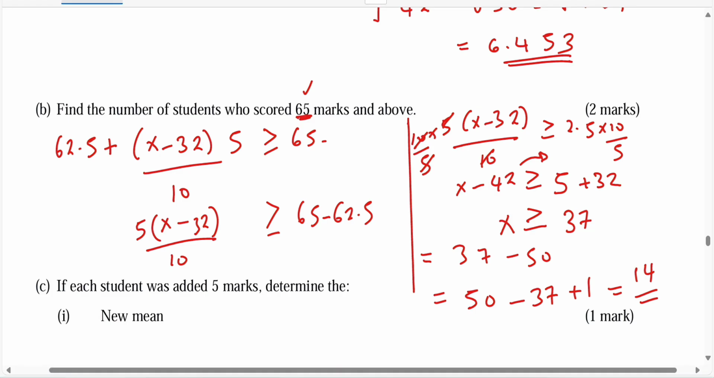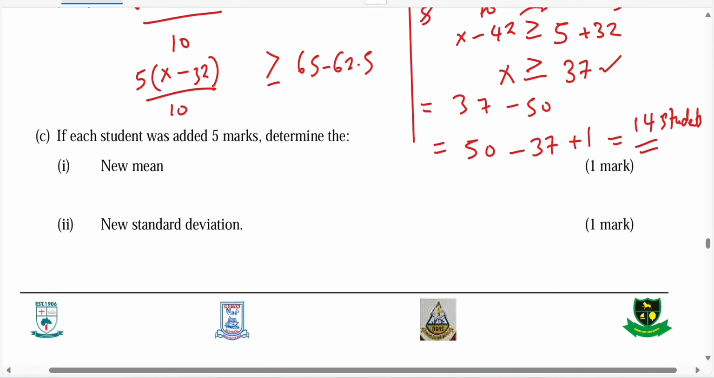X is greater or equal to 37, so your number of students can be 37 going above. So it's about 38, 39. So for that range 37 to 50, how many students are there? 50 minus 37, but that finds the 38th up to 50th, which excludes the 37. So for you to include the 37, you add 1. Therefore your final answer should give you 14 students. It's very easy. My handwriting is not that good, so I'm not an English teacher, so bear with me.